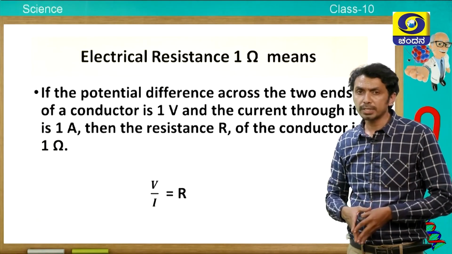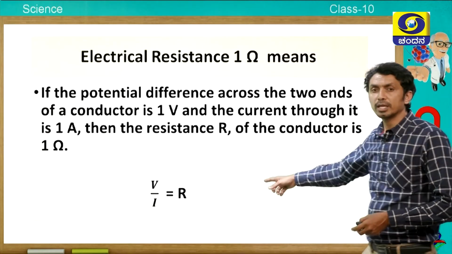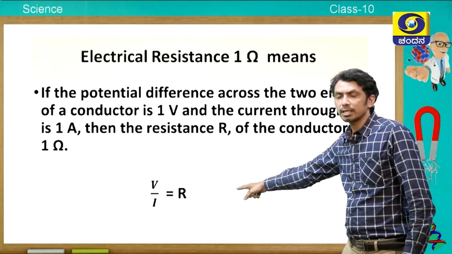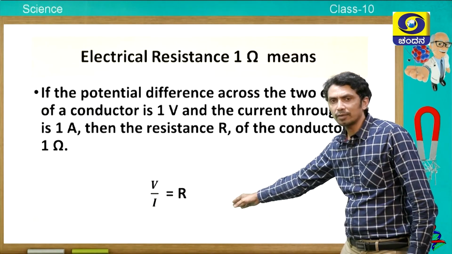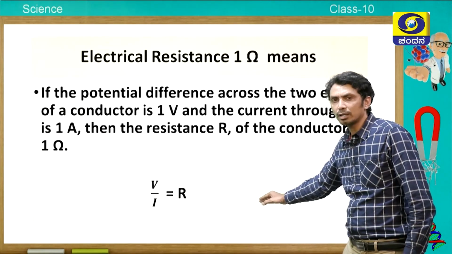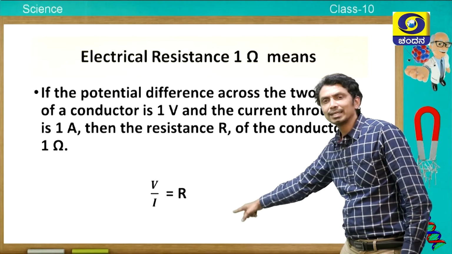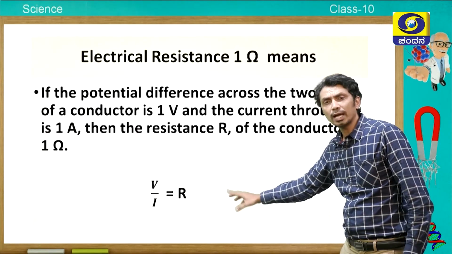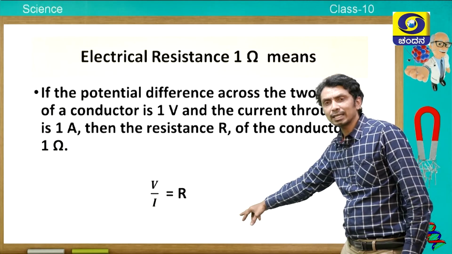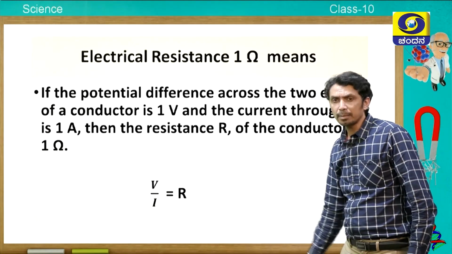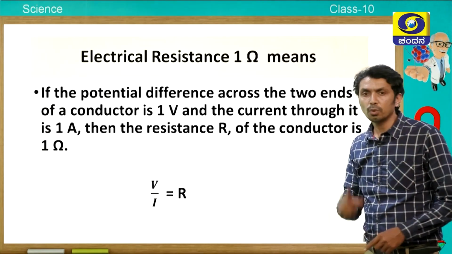Now, when do we say the electric resistance is 1 ohm? As you can see, the mathematical equation of Ohm's law says V is equal to I into R. So, we have transposed I onto the left hand side, V by I is equal to R. Now if the potential difference value is 1 volt and the electric current value is 1 ampere, that is, by providing the potential difference of 1 volt, if the electric current flowing in the conductor is 1 ampere, then we call the resistance as equal to 1 ohm.